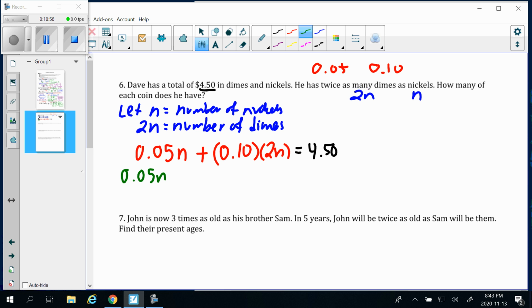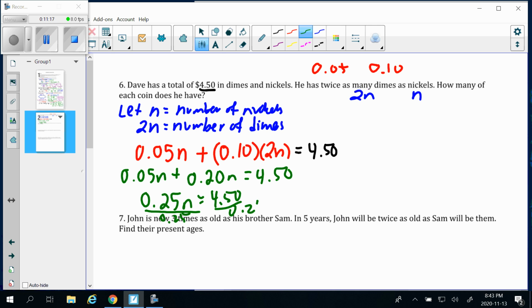0.05n plus 0.20n, because if you multiply those together, it's 0.20. And those happen to be like terms, so I'm going to add them. And then the last step would be to divide both sides by 0.25. So 450 divided by 0.25. I am getting that n is actually equal to 18.